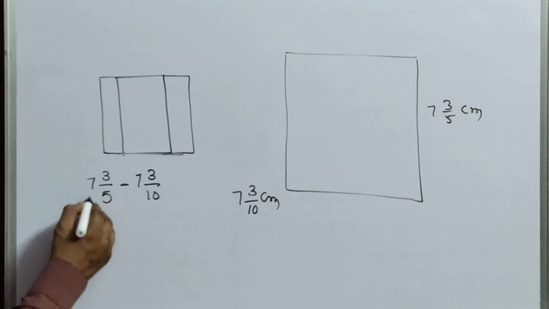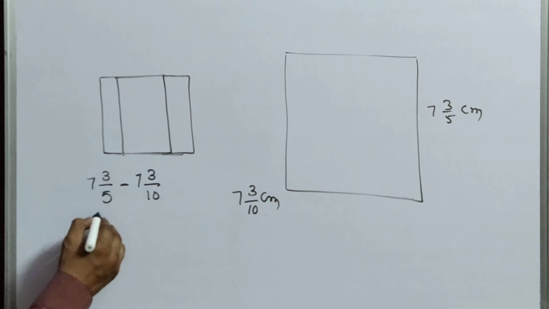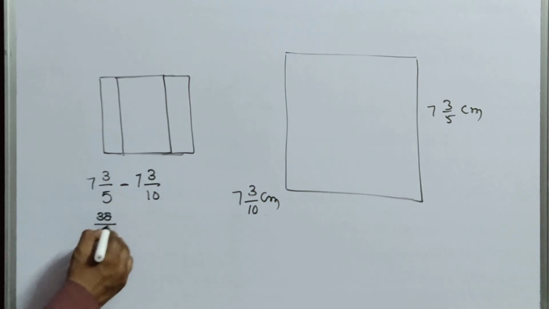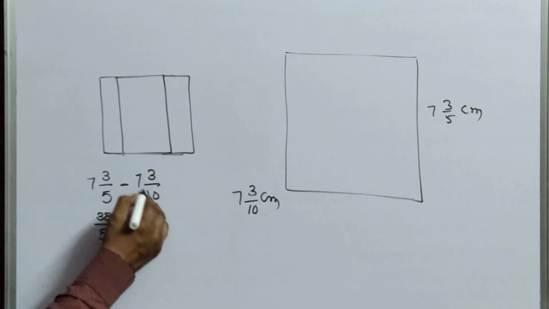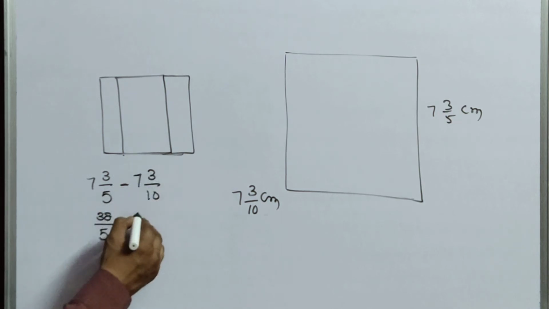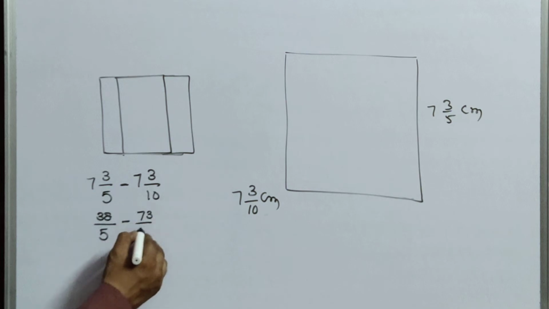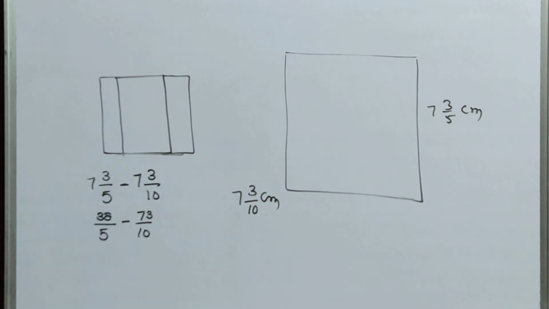5 sevens are 35 plus 3, 38 by 5, minus 10 sevens are 70, 70 plus 3, 73 by 10. Okay? Will you do like that? All will do like that only. Yes or no? But I will tell you one small logic here. Okay? What is that logic?